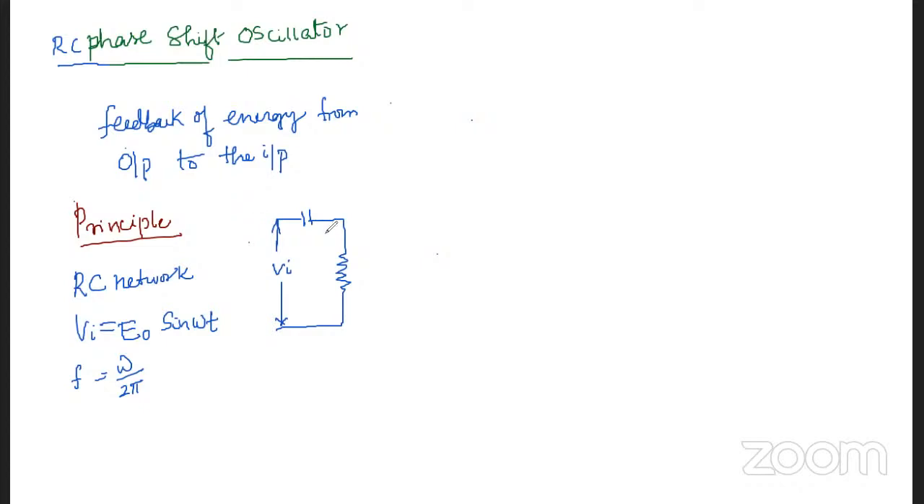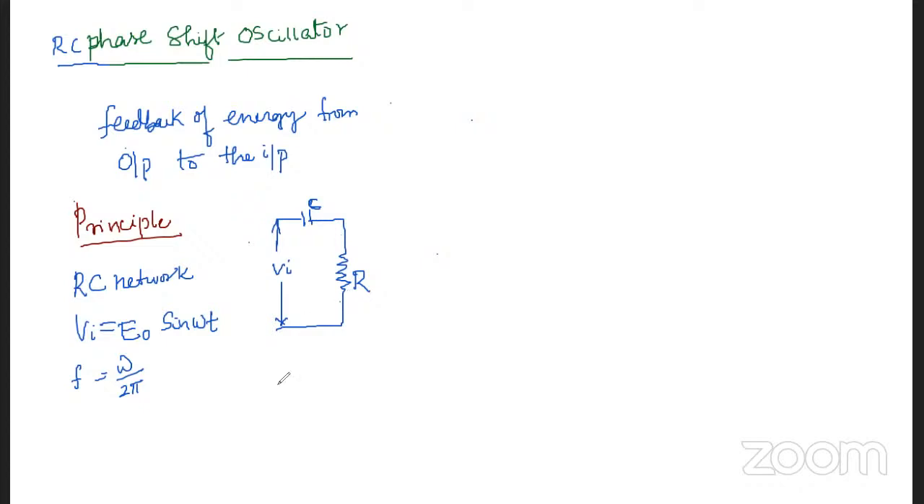So this input voltage is applied to this RC circuit. This is a capacitor and this is the resistance, in series. The input voltage which we are applying is Vi is equals to E naught sine omega t, and the frequency is F is equals to omega by 2 pi, applied to the circuit consisting of this resistance and capacitor in series.